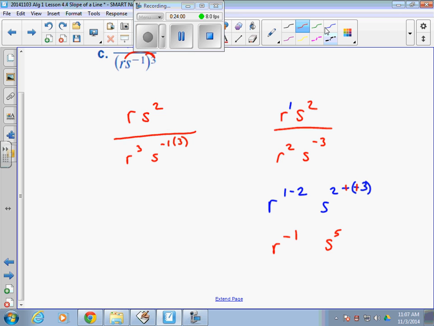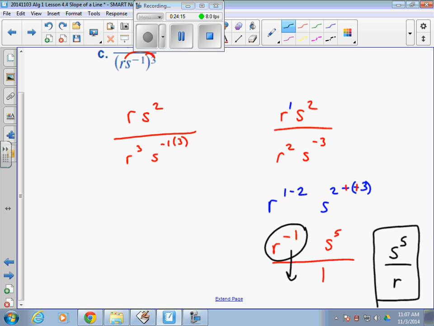So now you have two variables. One's being raised to a positive exponent 5. The other one's being raised to a negative exponent -1. Everything's over 1. Elevator rule says negative exponents got to go down. S to the 5th over r to the first power, or simply r. And again, since we don't know what either one of those variables is, that's as far as we can go.